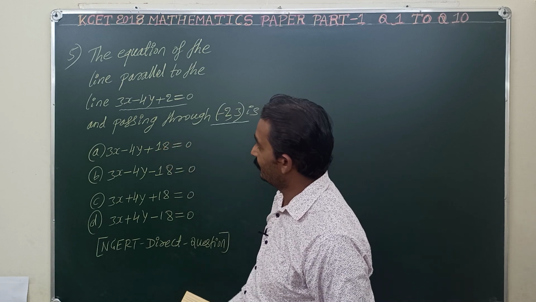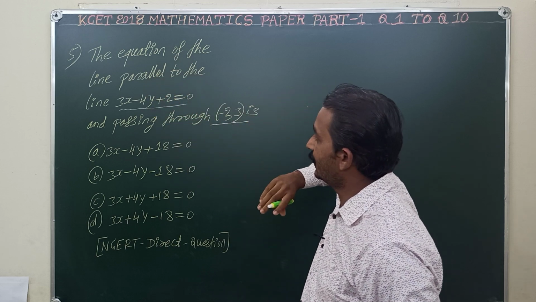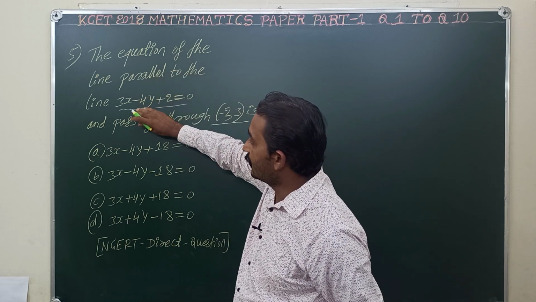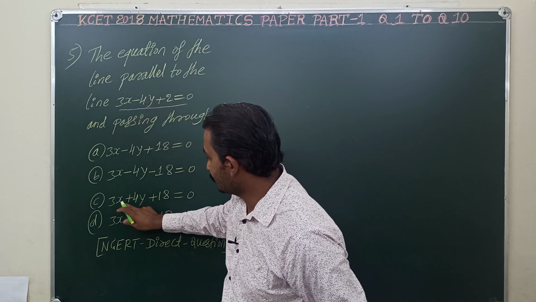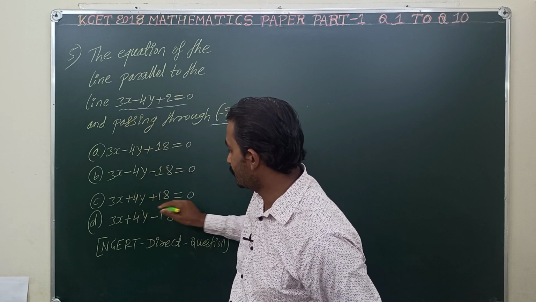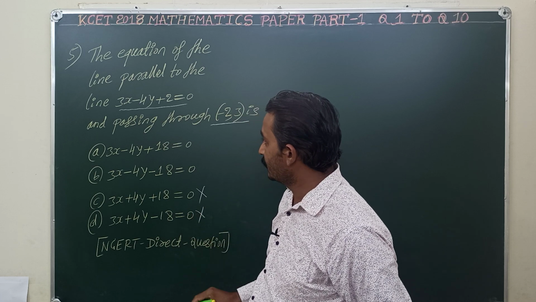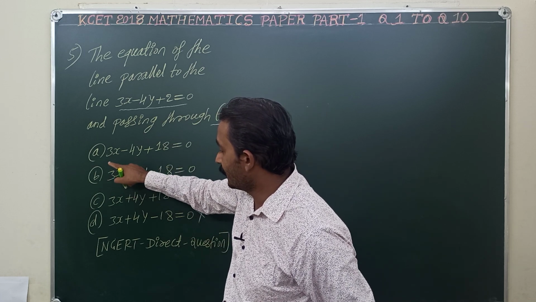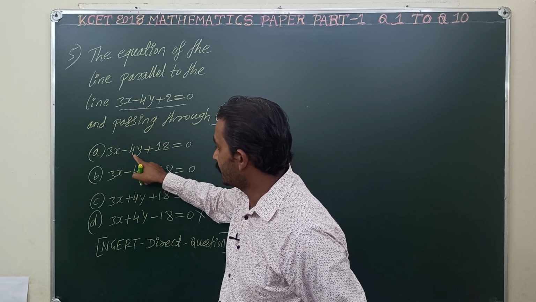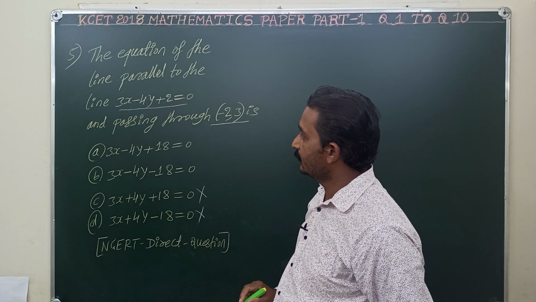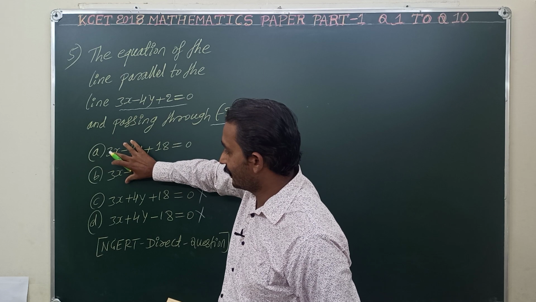So now see the question, the equation of the line parallel to the line. We have to find the equation of the line parallel to this line, only changing the constant. So only change the constant means 3x plus 4y, here minus 4 is there, here plus 4 is there. It is wrong. Only change the constant. Here also plus 4 is there. This is also wrong. So maybe A or B is correct, because 3x minus 4y is there. And then using this condition, one of them is correct among A and B.